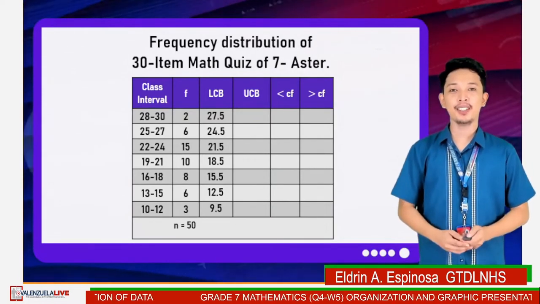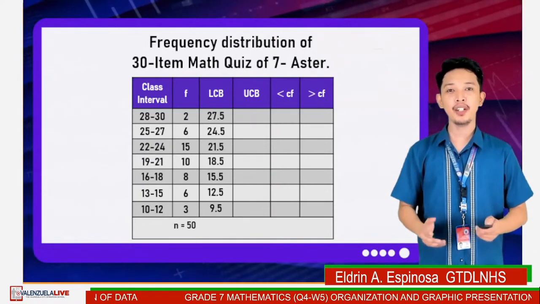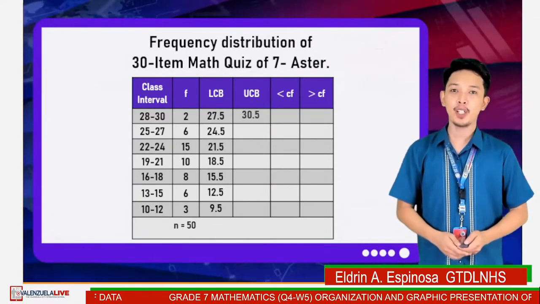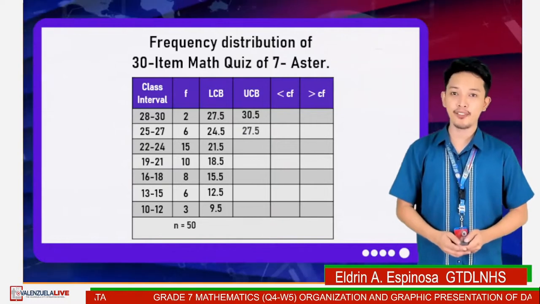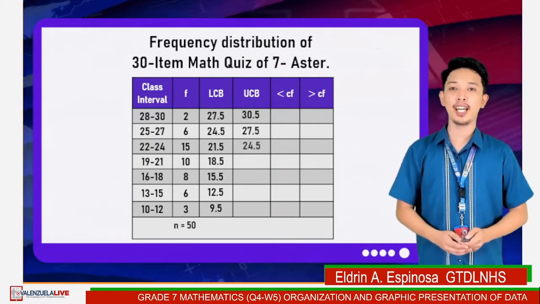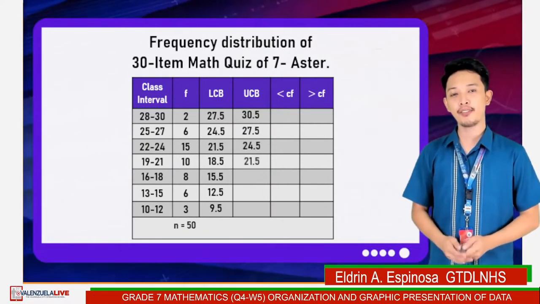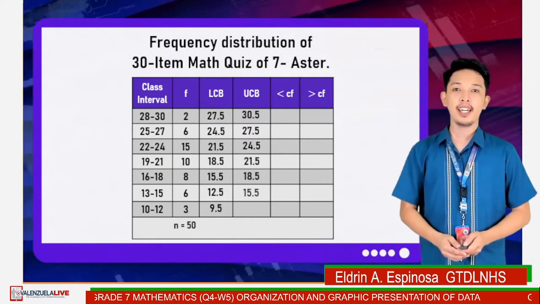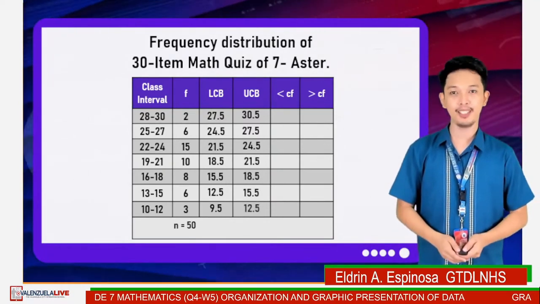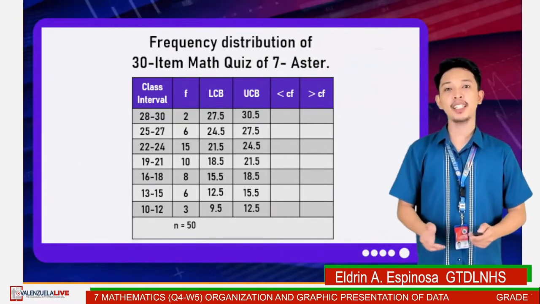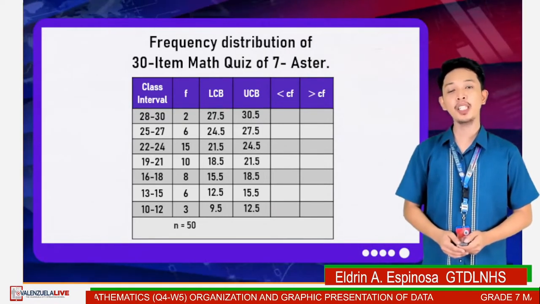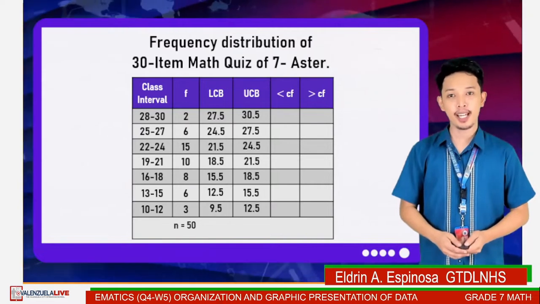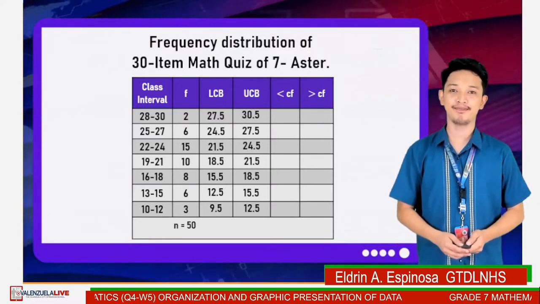Very good! The correct answer is 30.5, followed by 27.5, 24.5, 21.5, 18.5, 15.5, and 12.5. Because to get the upper class boundary, we need to add 0.5 to the upper limit.